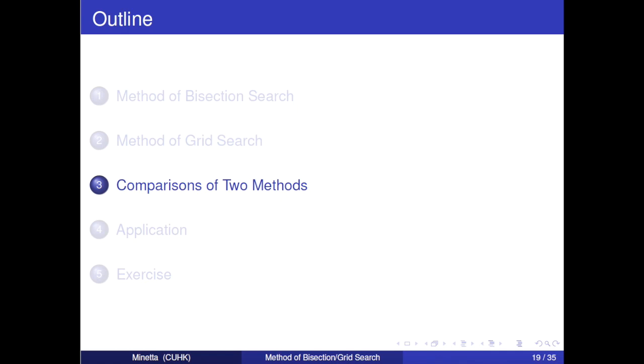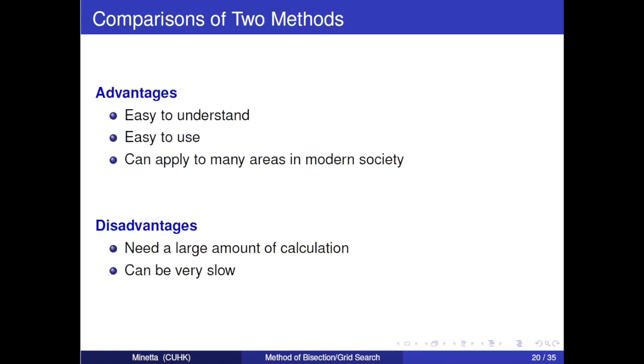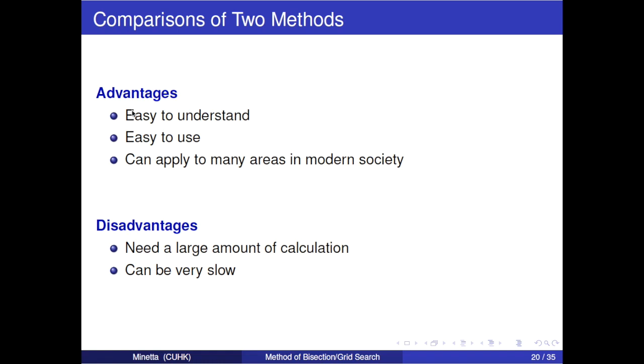Since we already know the two methods, why not compare them to get a better one? Of course, they have similarities. For advantages, they are both easy to understand, easy to use, and they both can apply to many areas in modern society. And for disadvantages, they both need a large amount of calculation. We have experienced it in the above examples. Then, they both can be very slow, although you can use computers.